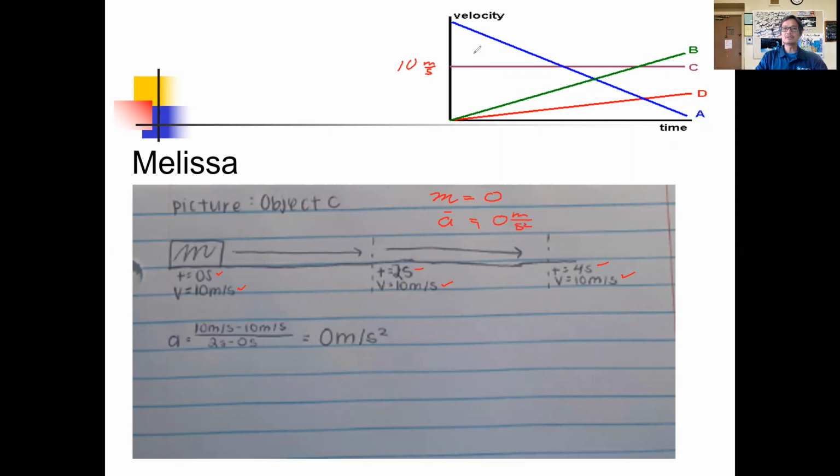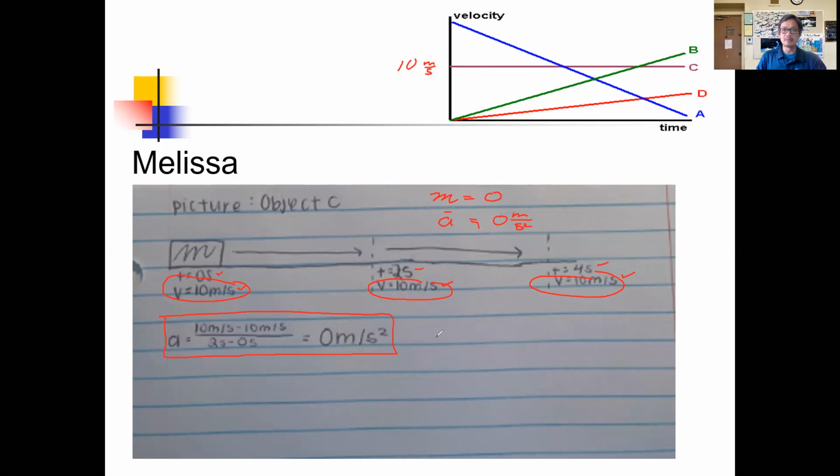And if the acceleration is 0, the velocity doesn't change. That's exactly what Melissa has provided for us here. She indicates very clearly that the velocity doesn't change, which corresponds to this line right here. We can get that information from the graph. And furthermore, Melissa calculated the acceleration for us, which is absolutely right.